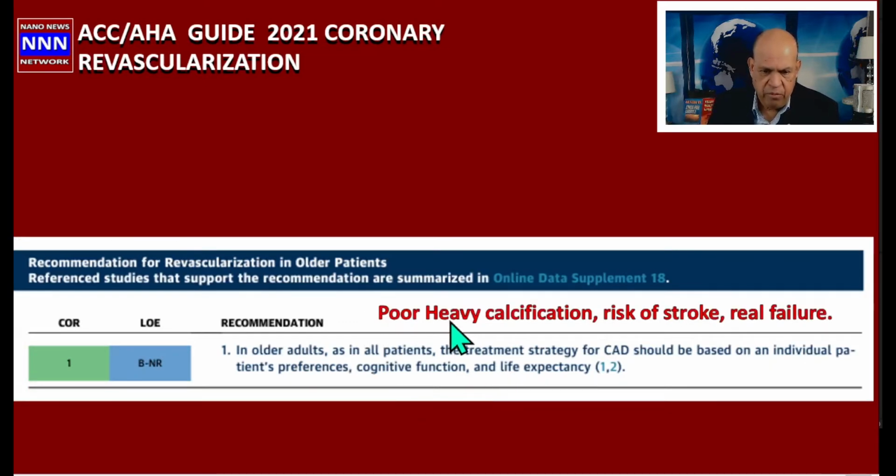Anyway, a poor, heavily calcified aorta is an independent risk factor for people going for coronary artery bypass surgery. But nonetheless, in older adults, as in all patients, treatment strategy for coronary artery disease should be based upon individual patients' preference, their functional classification, cognitive functionality, and life expectancy.